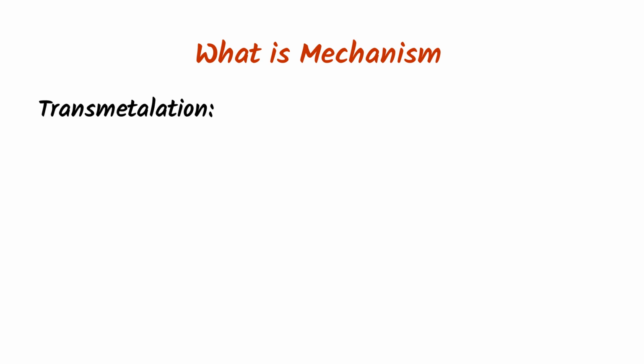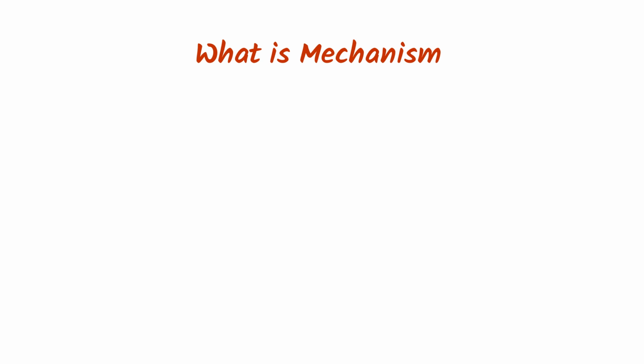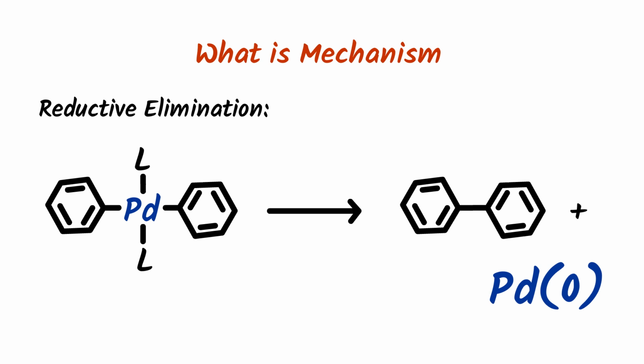Second, transmetallation. The boronic acid, helped by the base in your reaction, transfers its aryl group over to palladium. Third, reductive elimination. These two carbon groups sitting on palladium get pushed together and a new carbon-carbon bond forms, and palladium is regenerated. The catalyst is ready to go again.